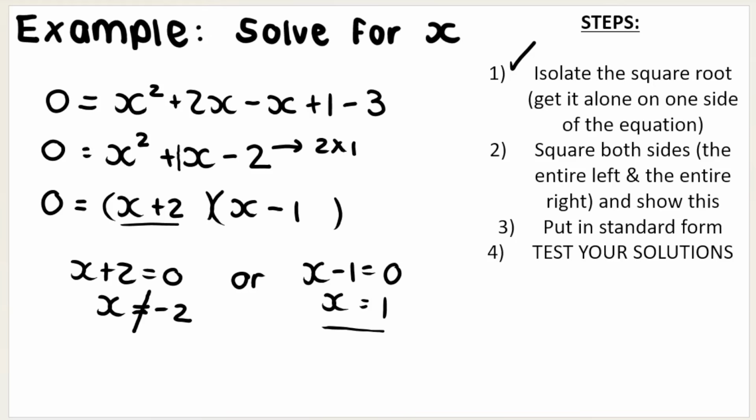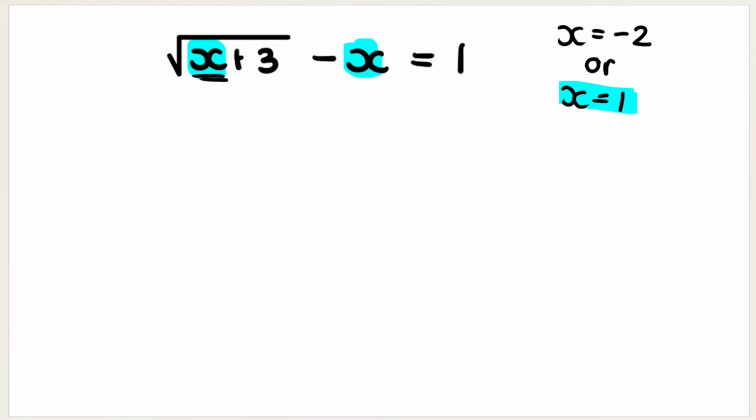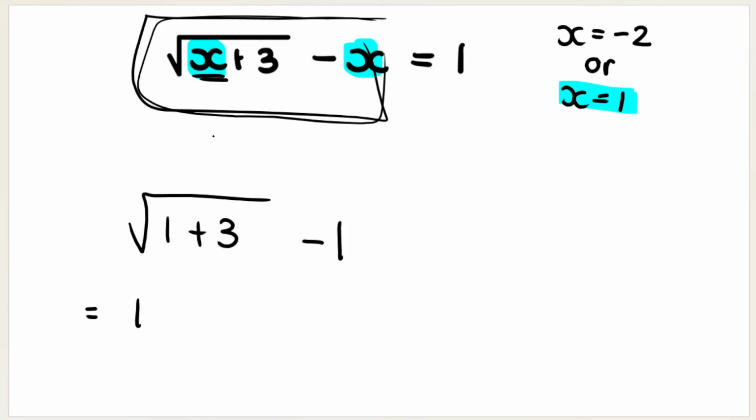Let's test the other solution. x is equal to 1. So now in the place of x, we are going to put -1. Sorry, not -1, +1. In the place of x, we're going to put +1. Let's see what happens. So if we look at the left-hand side of the equation, which would be this, in the place of x, we're putting 1, so it'll be 1 plus 3. Then outside of the square root, -1. Let's see what that gets me. The square root of 4, which is 2, -1, which is 1. So the left-hand side of my equation gives me 1.